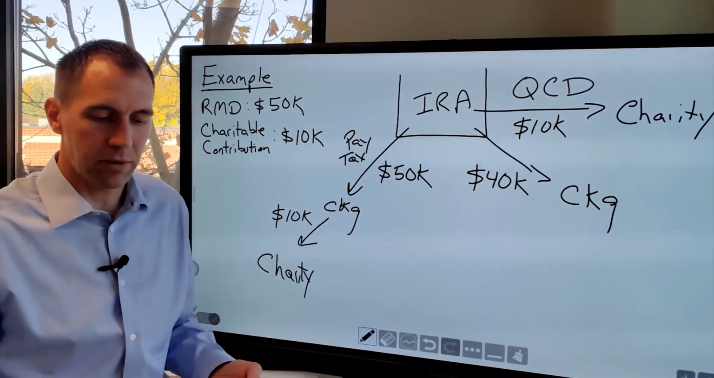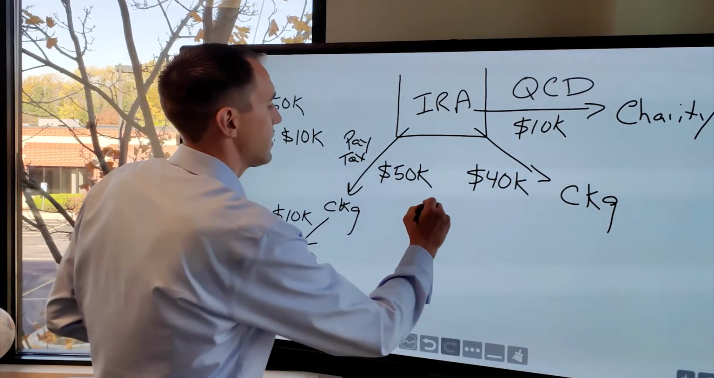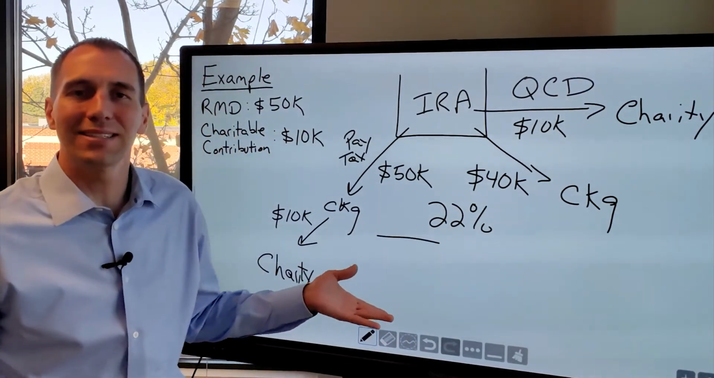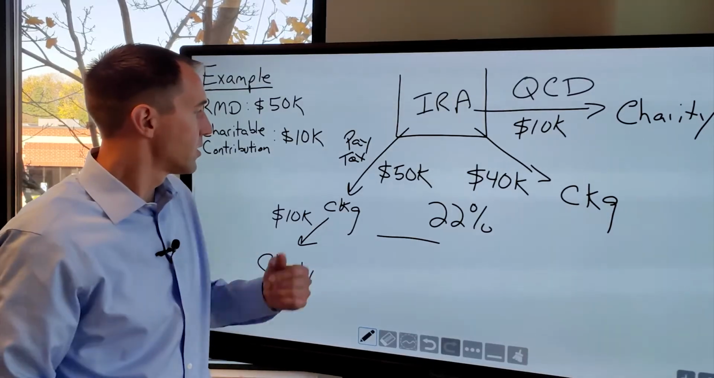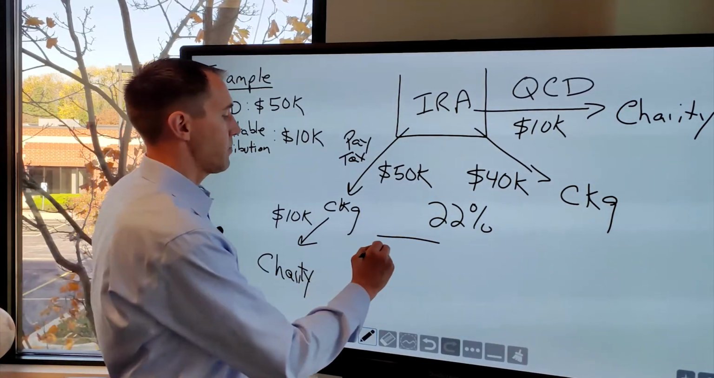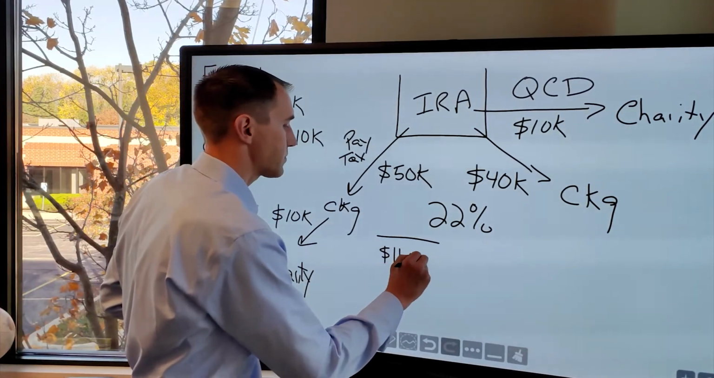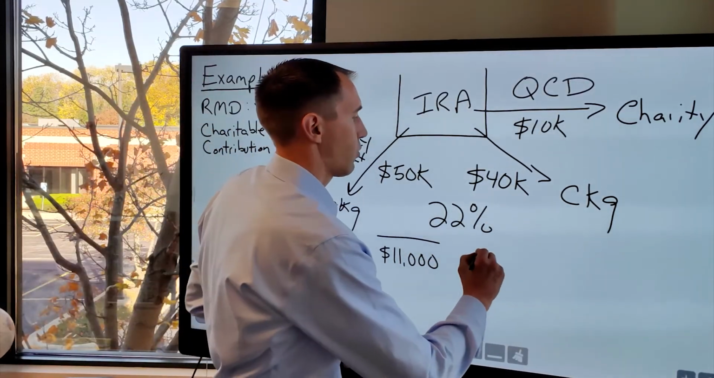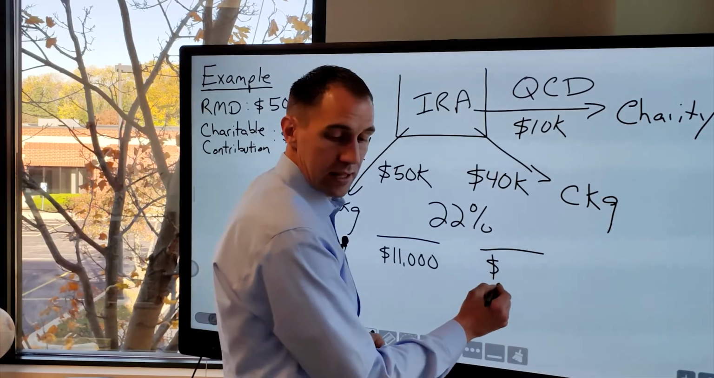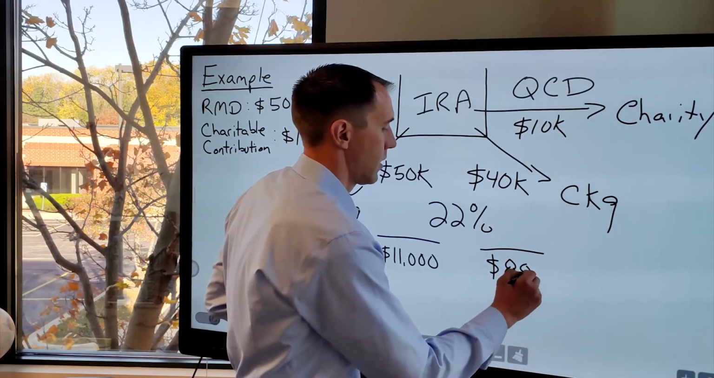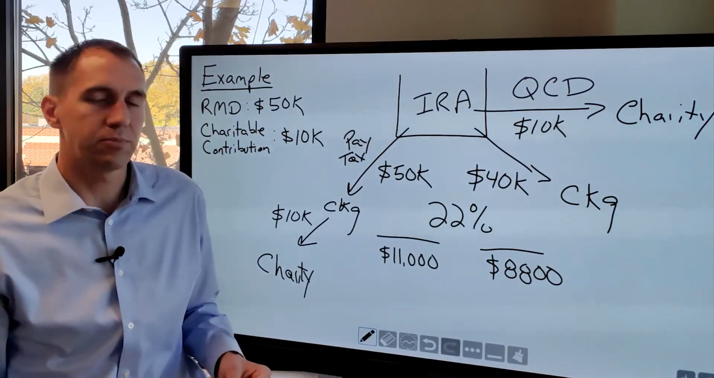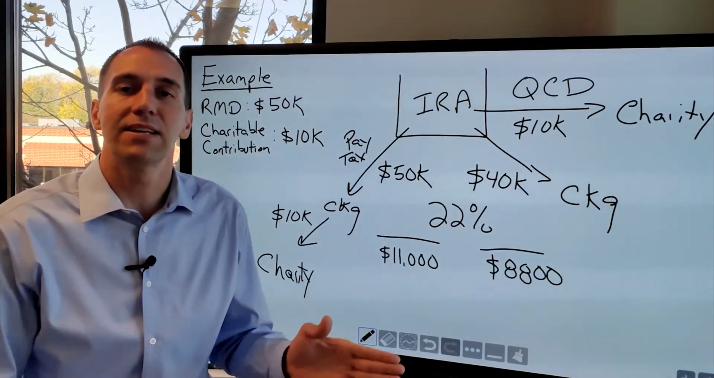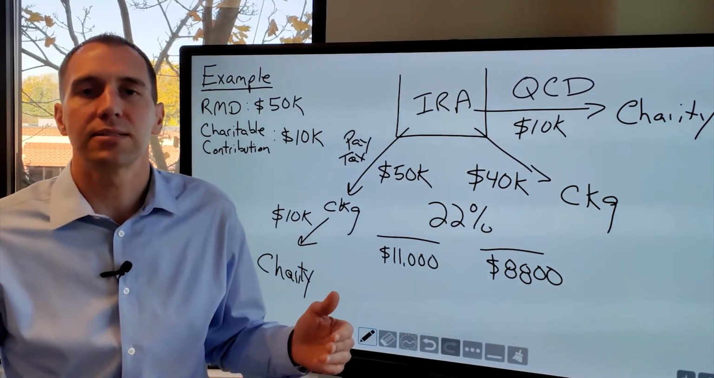So let's just take this a little bit further. Let's just say you happen to be in the 22% bracket. Well, doing this the old way, 22% on that $50,000, that would be an $11,000 tax bill. However, utilizing the QCD process, 22% on $40,000, that's now an $8,800 tax bill. So as you can see right there, $2,200 in tax savings just in our example here by utilizing the Qualified Charitable Distribution strategy.